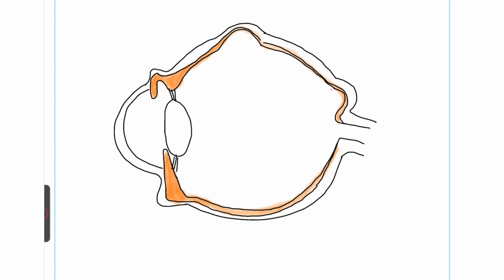Namaste. Let us understand staphyloma. In staphyloma, the outer tunic of the eyeball becomes thinned out and it bulges out, and the uveal tissue shines through the surface.